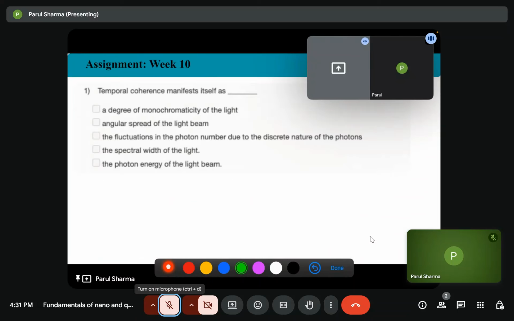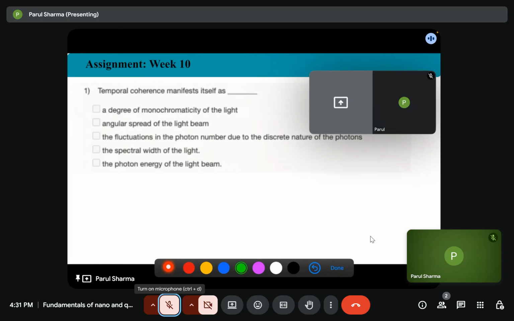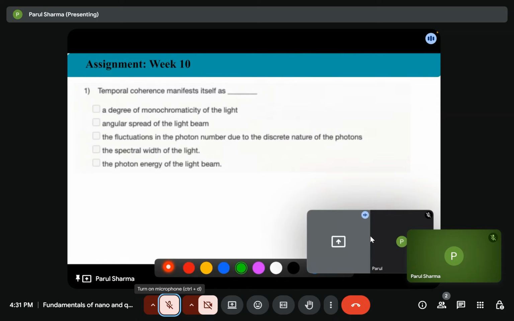So now coming to the assignment. The first question is: temporal coherence manifests itself as. So we studied about temporal and spatial coherence. So temporal coherence manifests itself as a. What did we see in the previous lecture?